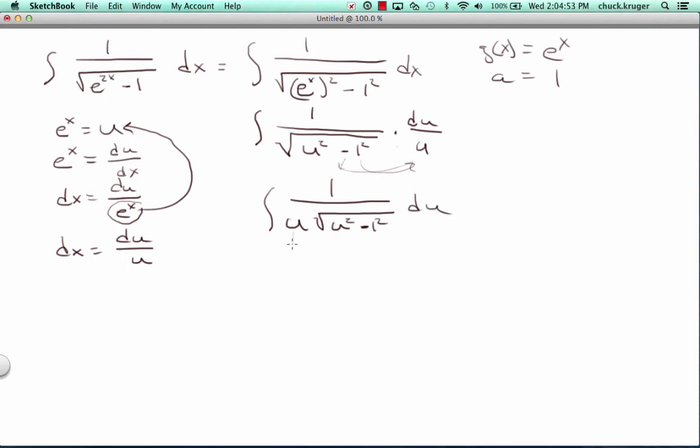So the u squared terms match up. The derivative of u is 1. So that means I'm going to have 1 over a, which is 1, times the arcsecant of the absolute value of u over a, plus c. So this gives me arcsecant. Well, what's u? U is e to the x. I'm going to have e to the x over 1, which is e to the x. And e to the x is positive, so I don't need the absolute value, plus c. So that is my answer.